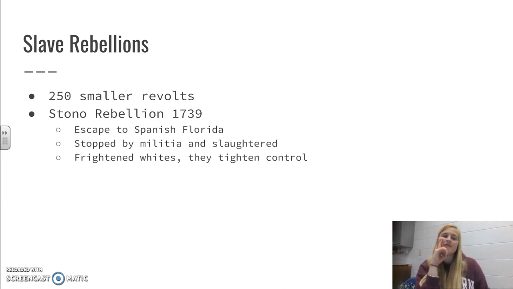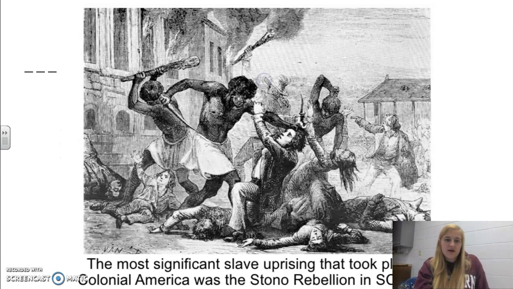But the significance of this moment is it frightened whites, and we will see a change in slave codes. It will become even more strict than it previously was to be a slave in the Americas because of the almost success of the Stono Rebellion.